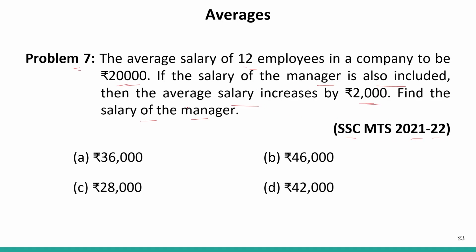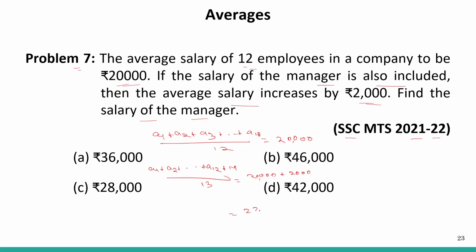Okay. So let those employees be A1, A2, A3, up to A12. So these are the employees. Their average salary is A1 plus A2 up to A12, divided by 12, equal to 20,000. If the salary of the manager is also included, then A1 plus A2 plus up to A12 plus M, whole by 13, is equal to the average salary increased by 2,000. So it is 20,000 plus 2,000. So this is equal to 22,000, right?